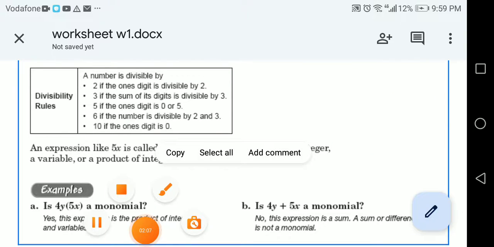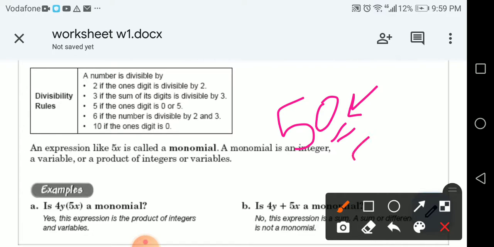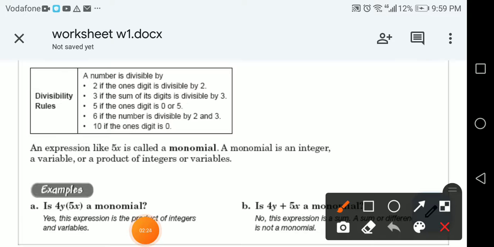What about 5? For 5, the ones digit is 0 or 5. So when I ask you whether 50 is divisible by 5 or not, you see that this is 0, yes, and we can say 55 is also divisible by 5. 6: the number is divisible by 2 and 3. 6 is divisible by 2 and 3.